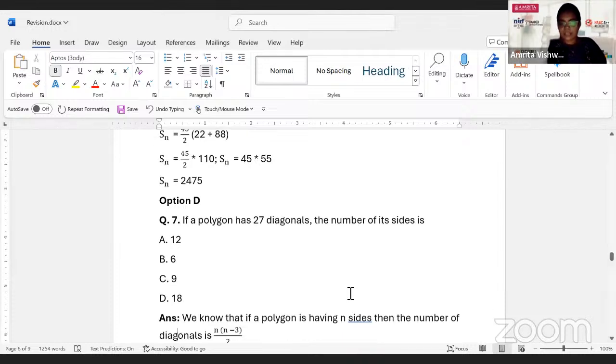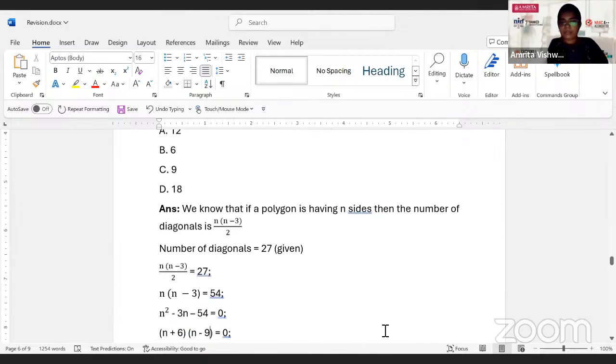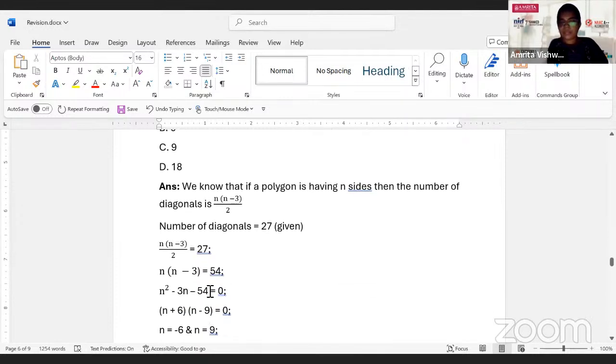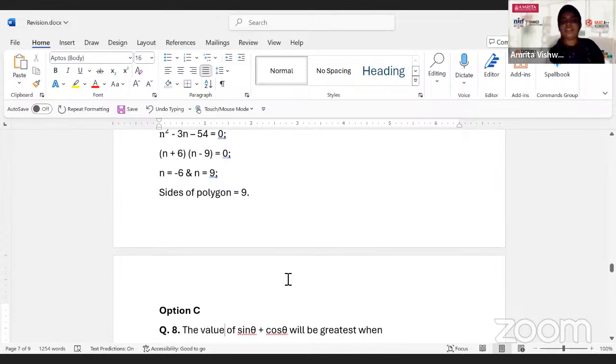Diagonals is equal to n into n minus 3 by 2. 27 is equal to n into n minus 3 by 2. So you'll be able to write this as n square minus 3n minus 54 is equal to 0. You have got a positive and a negative. When it comes to diagonals, I'll be able to take the positive value only. So that is 9. And I hope almost all of them have typed the answer in the chat box. Completely fine and good to go. Yes, that's the formula. You have to just remember this formula.